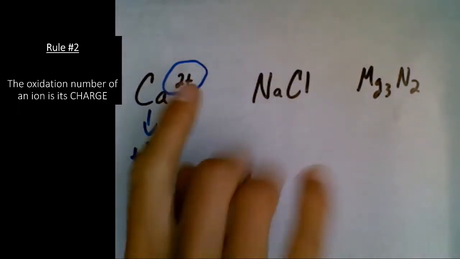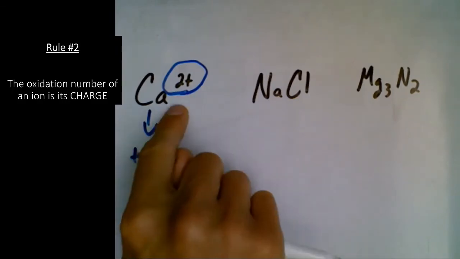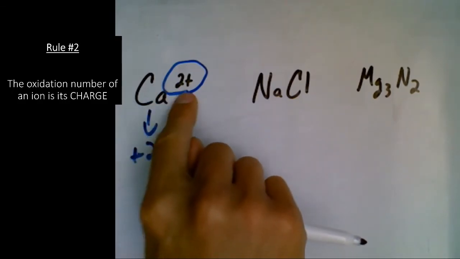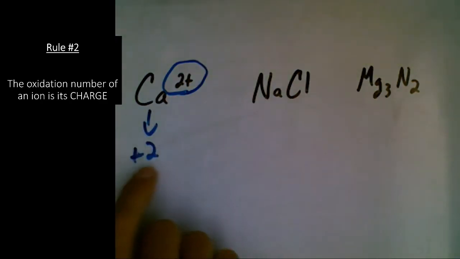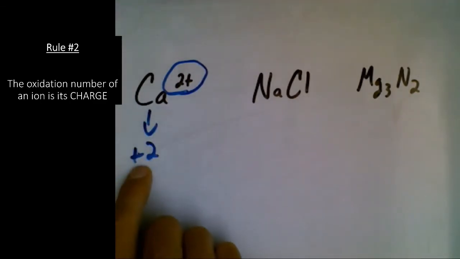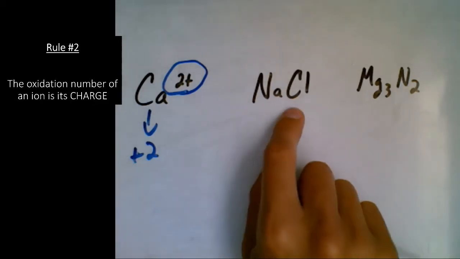And this should make sense. Remember, charges are there to help you keep track of how many electrons were either lost or gained. Positive 2 means that it lost 2 electrons. Oxidation numbers are just keeping track of where electrons are and whether they've been lost or gained. So really, it's just an oxidation number of positive 2 because we know from the charge that it lost 2 electrons. So let's take a look at something like NaCl.